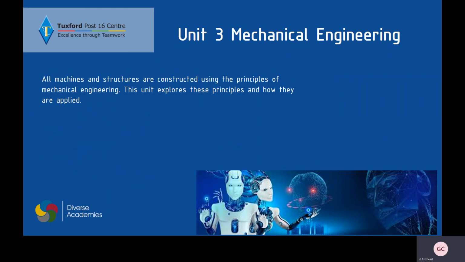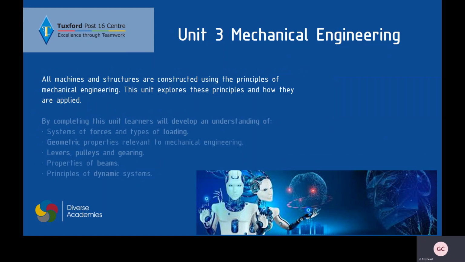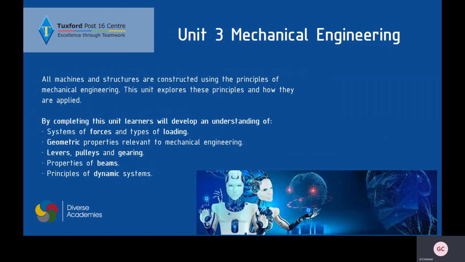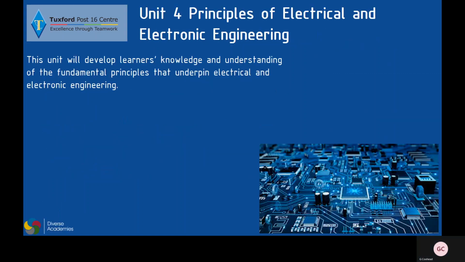Unit 3 is Mechanical Engineering, where students are going to explore mechanical principles and how they're applied to engineering systems. Throughout this unit, we'll be looking at forces and types of loading, geometric properties of mechanical engineering, levers, pulleys and gearing, properties of beams, as well as principles of dynamic systems. It's assessed again with a 60-mark exam, 1 hour and 30 minutes.